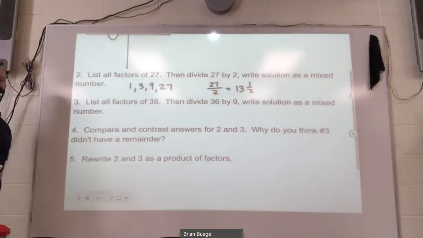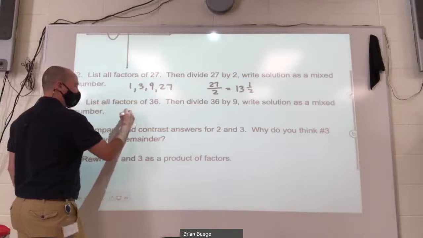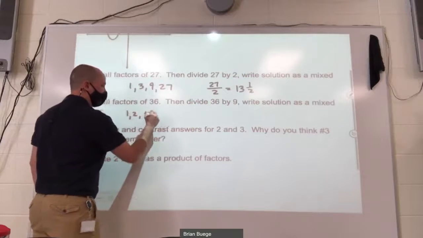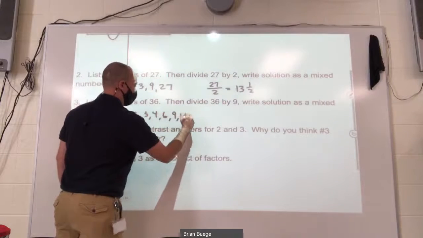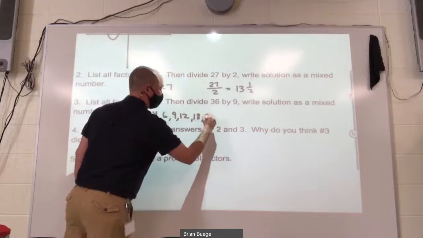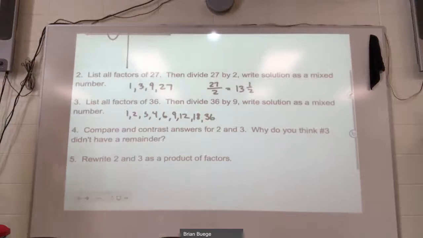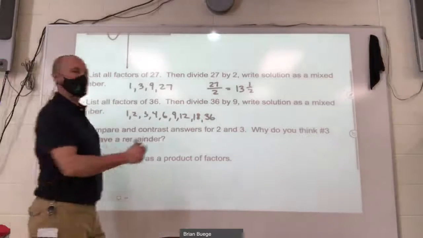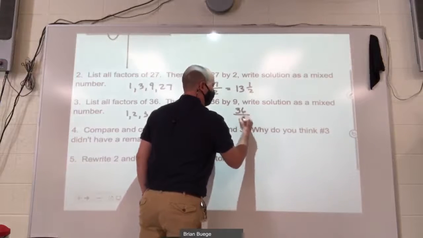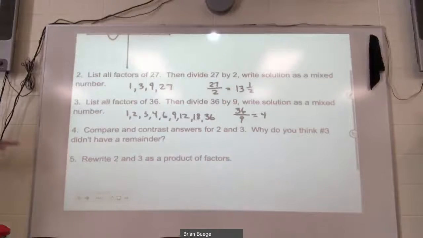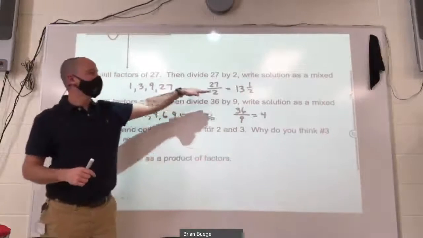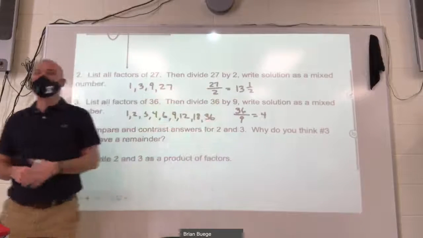So then if I list out all the factors of 36, this one's got a lot of factors. We've got 1, 2, 3, 4, 6, 9, 12, 18, and 36. 1 and 36, 2 and 18, and then kind of work your way through the rest of those. So then if I take 36 and divide it by 9, in this case, I get 4 as a whole number answer. Which then, if we take a look at number 4, why does the first one come out with a fraction and the second one comes out as a nice whole number?